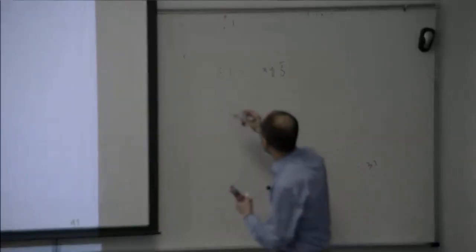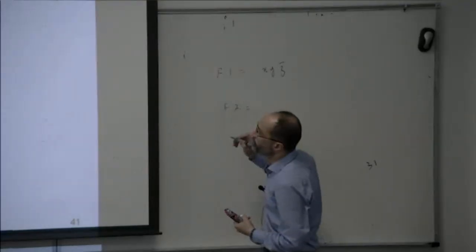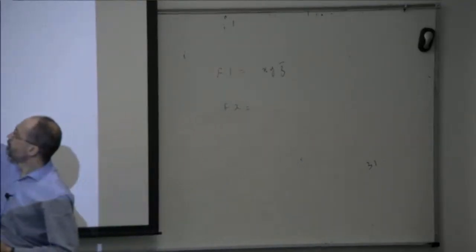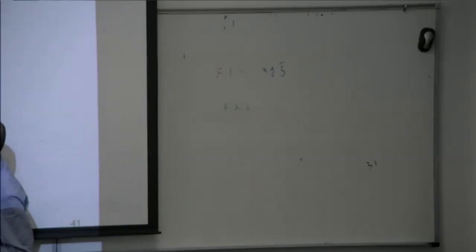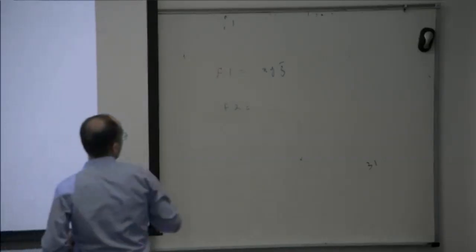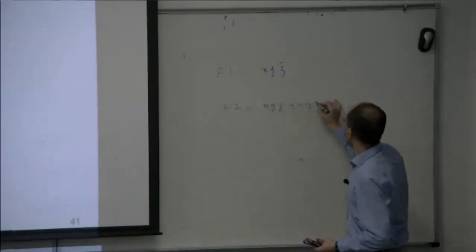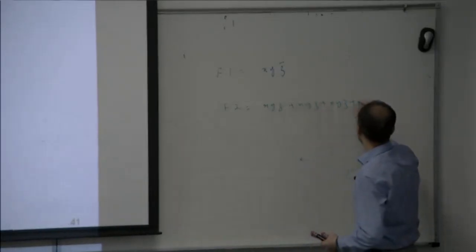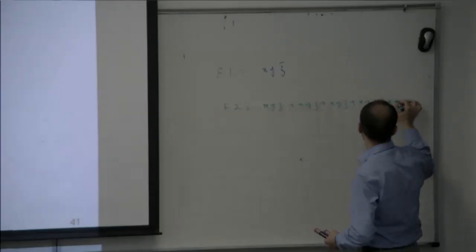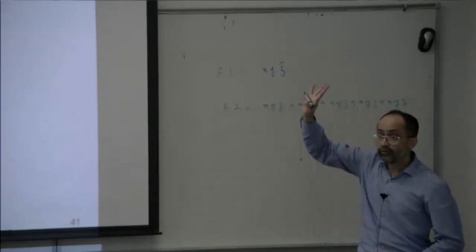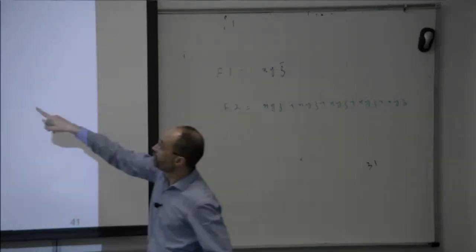Okay, now if you look at F2, how can we write it? How many ones are there? The first one, 1, 2, 3, 4, 5. So we can say XYZ plus XYZ plus XYZ plus XYZ plus XYZ. How many min terms? 5. We have 5 min terms.